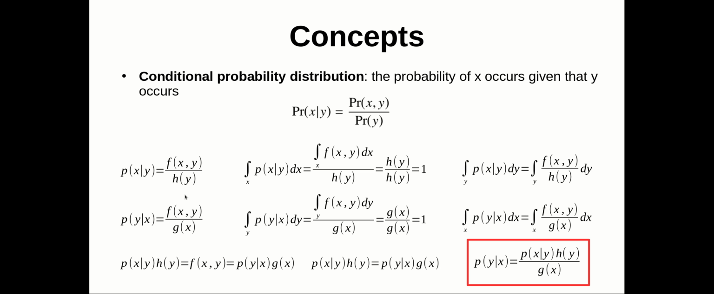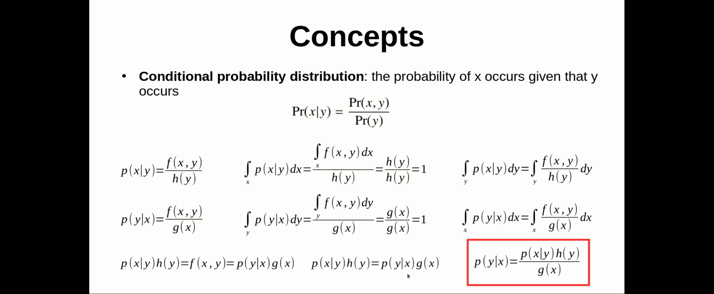And then if we multiply hy on both sides of this equation and gx on both sides of this equation, we get this equality. This equality can be simplified to this equality, and then we simply divide gx on both sides of the equation.